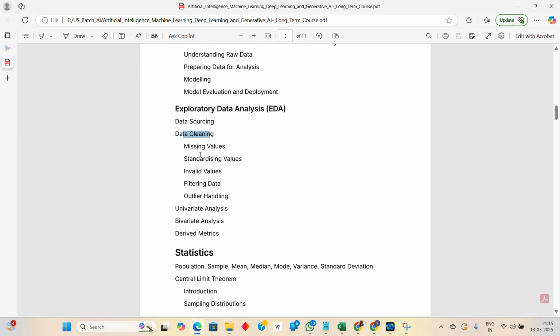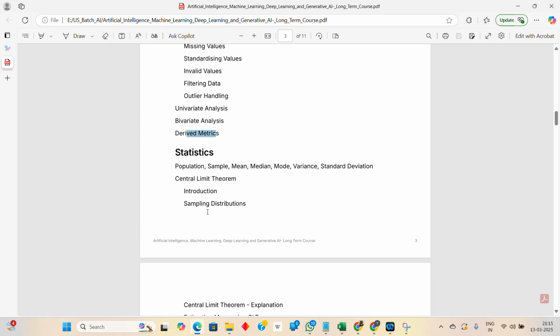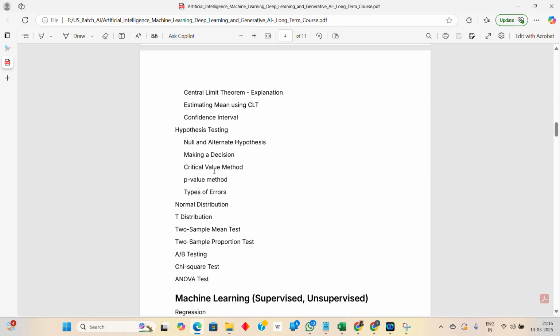These concepts are completed, right? Data sourcing, data cleansing or cleaning, missing values, standardizing, invalid values, filtering the values, outlier handling, univariate analysis, bivariate analysis, matrices. These concepts are covered. Anyway, this derived matrix will come in machine learning. I don't know why they wrote it here, but okay. I will tell that in machine learning.